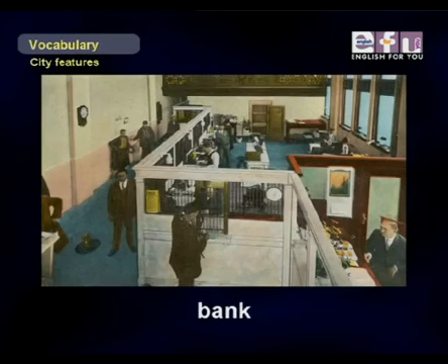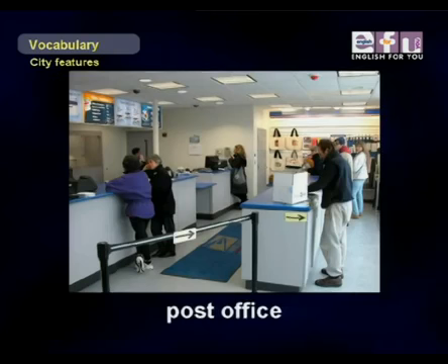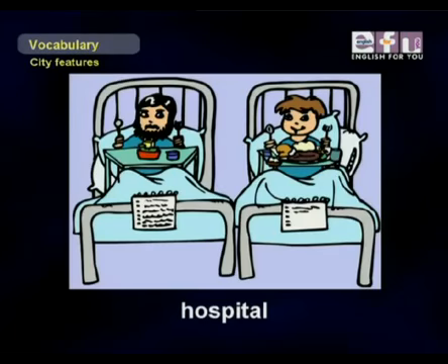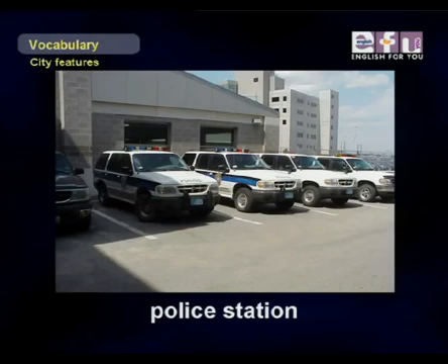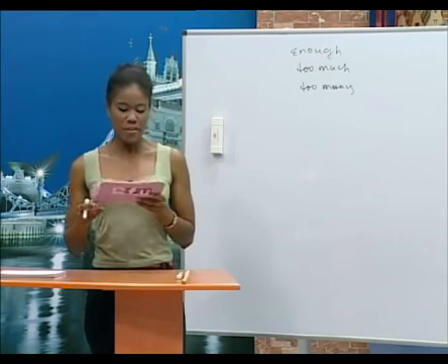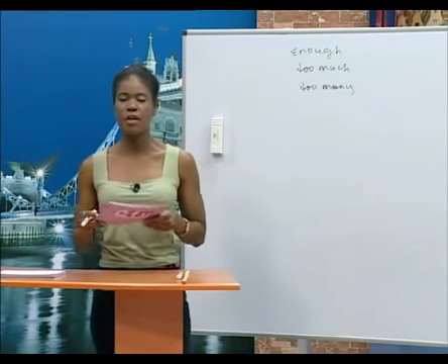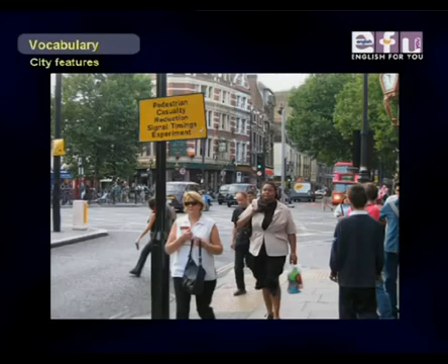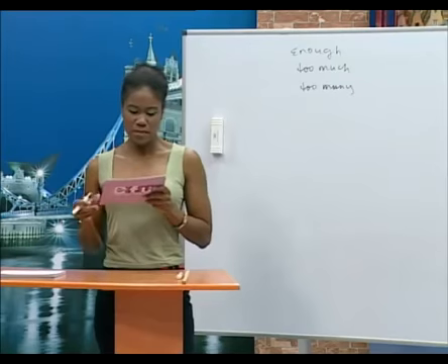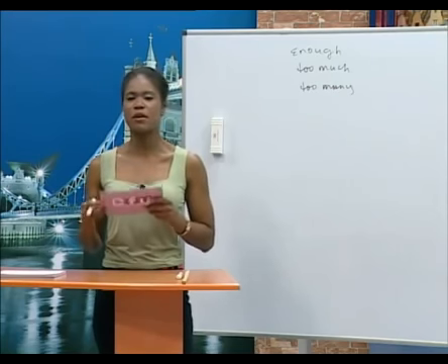Now these are banks, post offices, hospitals, and police stations. People like to walk in a city. They can walk up the streets. They can walk down the streets. They can turn left. They can turn right. They can walk straight. There are sidewalks next to the streets for people to walk on. These people are called pedestrians. Sometimes there are parking meters next to the sidewalks for cars.